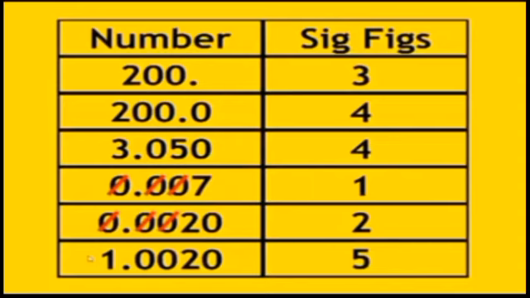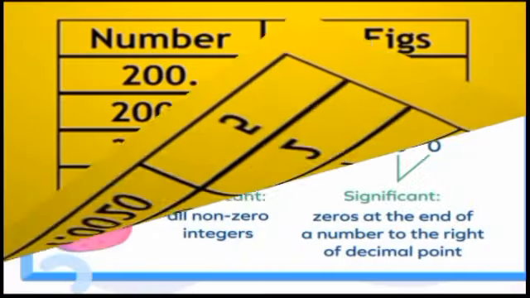Remember, I told you that anytime you see a leading zero, whether there's a decimal point or no decimal point, the leading zeros are not significant. For example 4, we have just one significant figure, which is 7. And for example 5, we have just two significant figures, which are 2 and 0. So let's take more examples.